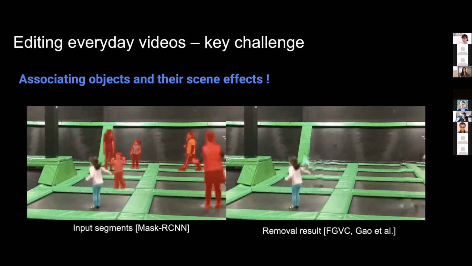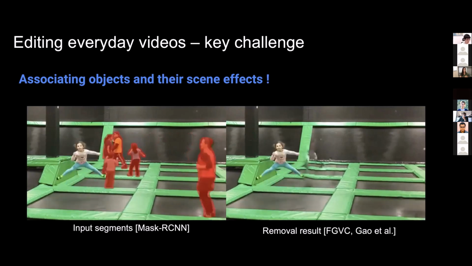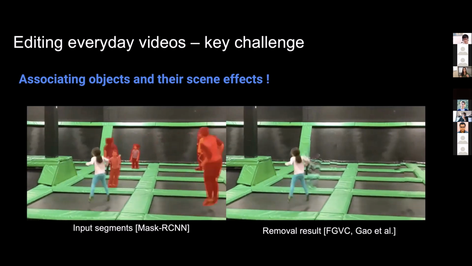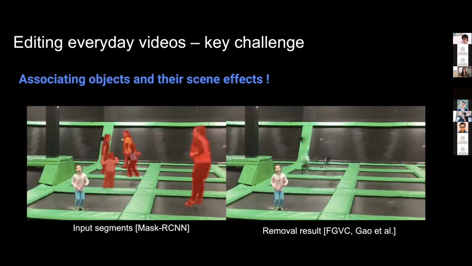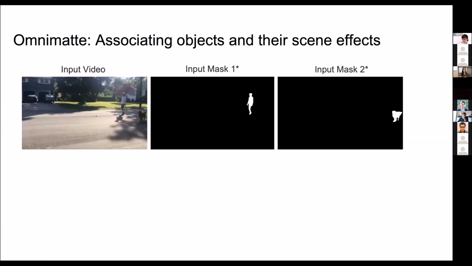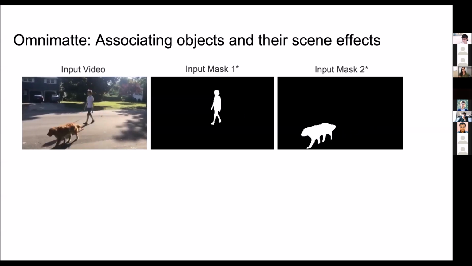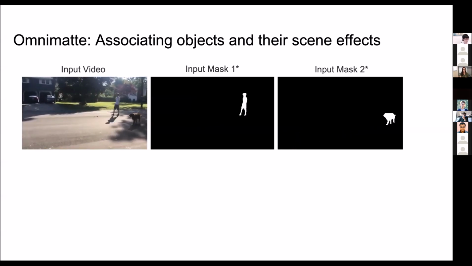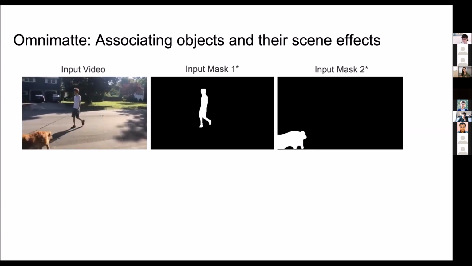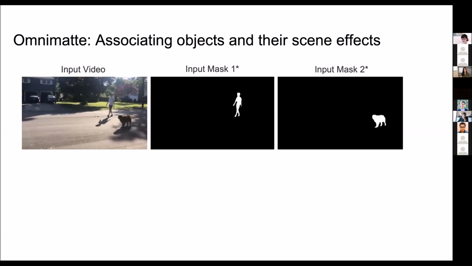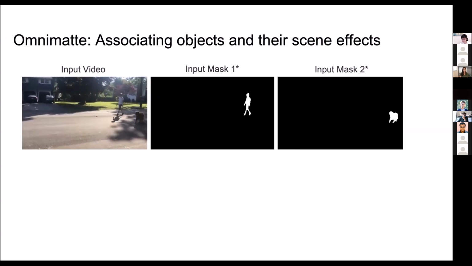So video editing and the applications that I just showed you give rise to these novel research questions of how can we associate objects in video with their scene effects. And that led us to define a new problem, the Omnimatte problem. So this is the setup. We have an ordinary video along with rough masks for each object of interest. You can compute those masks using off-the-shelf tools like Mask R-CNN.